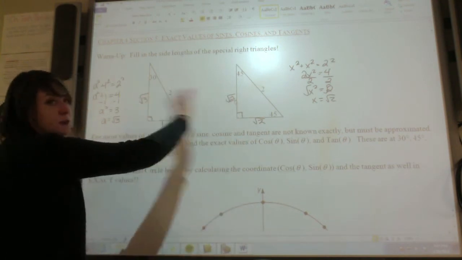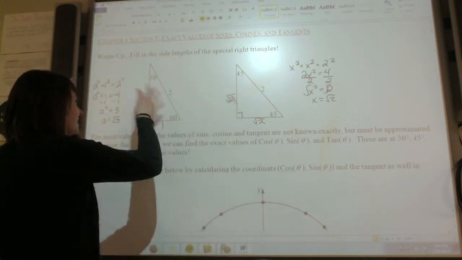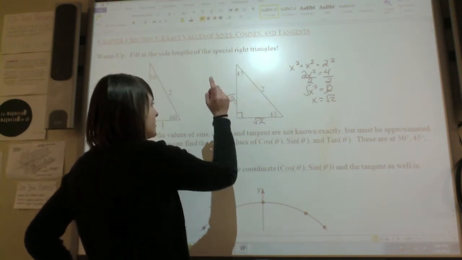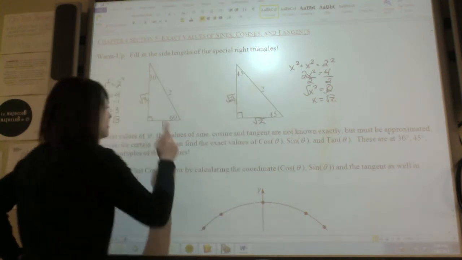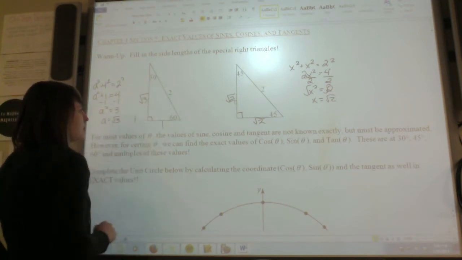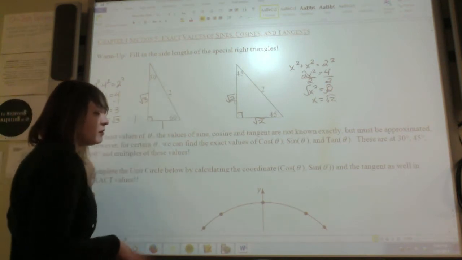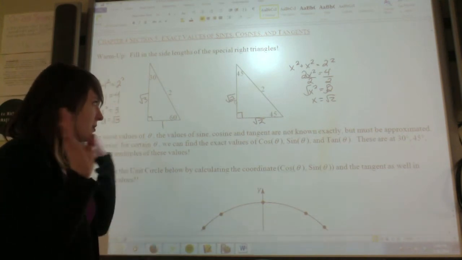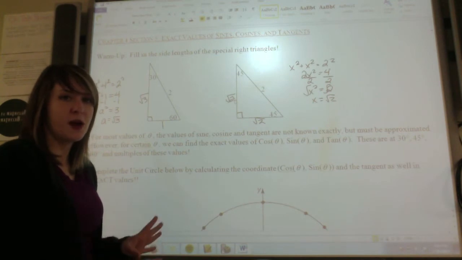So these should be automatic. You should be able to take these triangles. You should know 45, 45, 90 is always square root 2, square root 2, 2. You should know 30, 60, 90 is across from the 60 is square root 3, across from the 30 is 1, and the hypotenuse is 2. You should always, always, always know that. Okay, you should be able to do those off the top of your head no matter what.